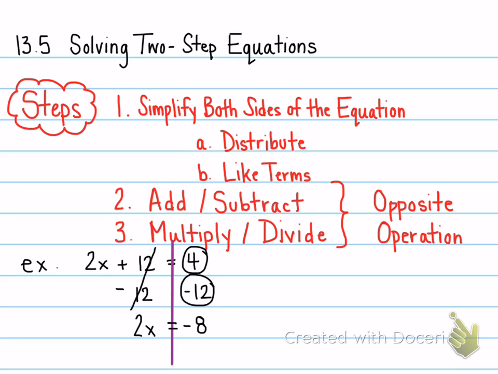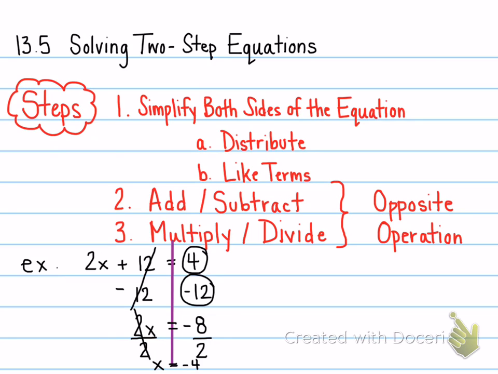Now I'm going to move on to step 3, which is multiply or divide. So I look at this, I have 2x equals negative 8. I know that 2 is multiplied to x, so to get rid of that, I'm going to divide by 2 and divide by 2. My 2's will cancel out, and I am left with x equals negative 8 divided by 2, which is negative 4.